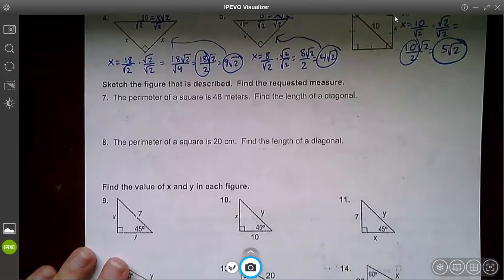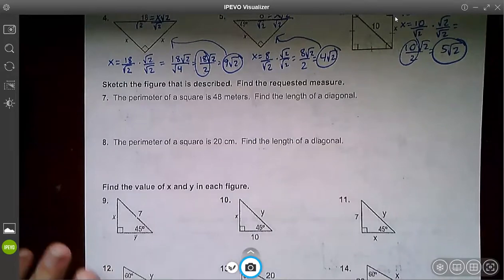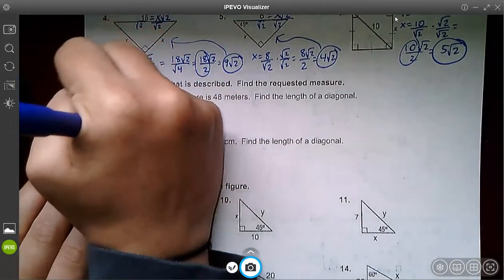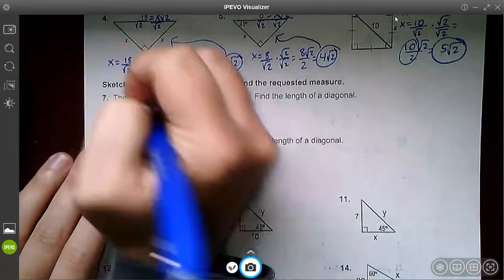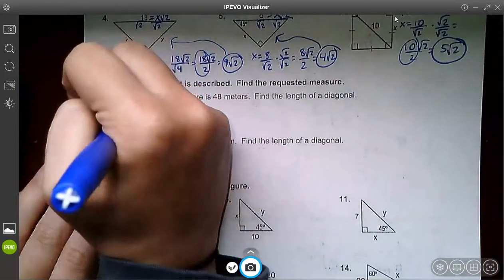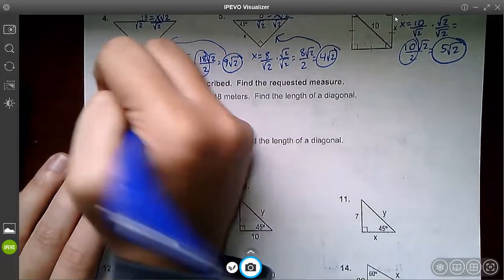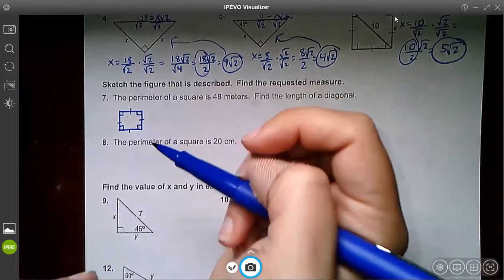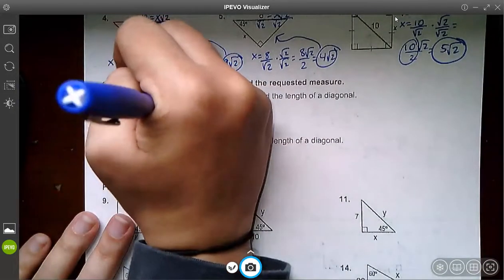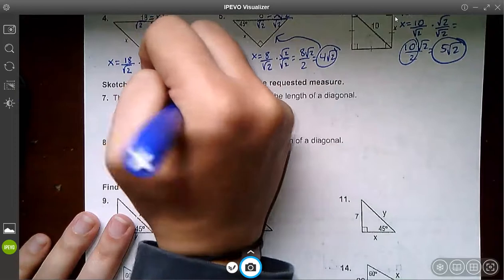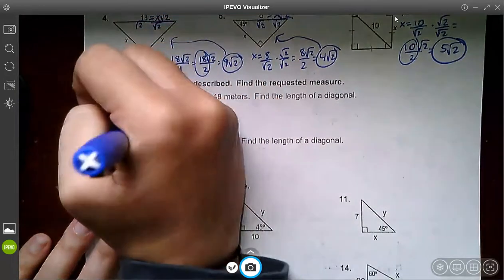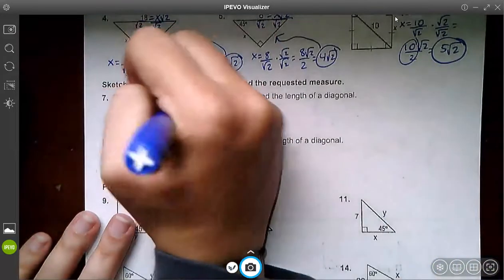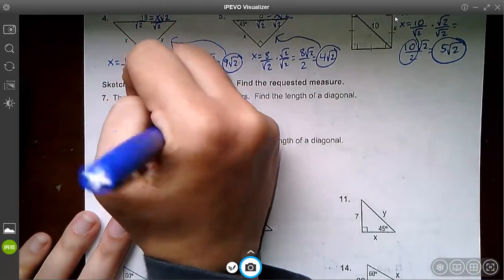Number 7, the perimeter of a square is 48 meters. Find the length of the diagonal. Perimeter, remember, is the sum of all the sides. So we have our square like this. If the sum of all the sides of a square is 48, that's side plus side plus side plus side. So we have 4s equals 48, if these are all s. Divide both sides by 4, you get s equals 12.